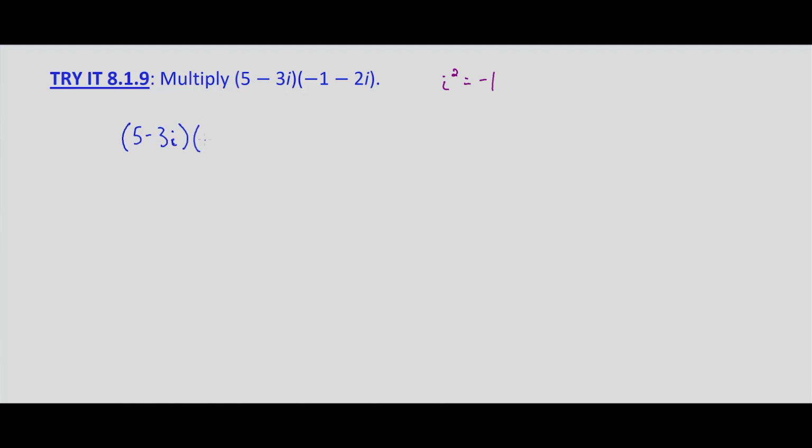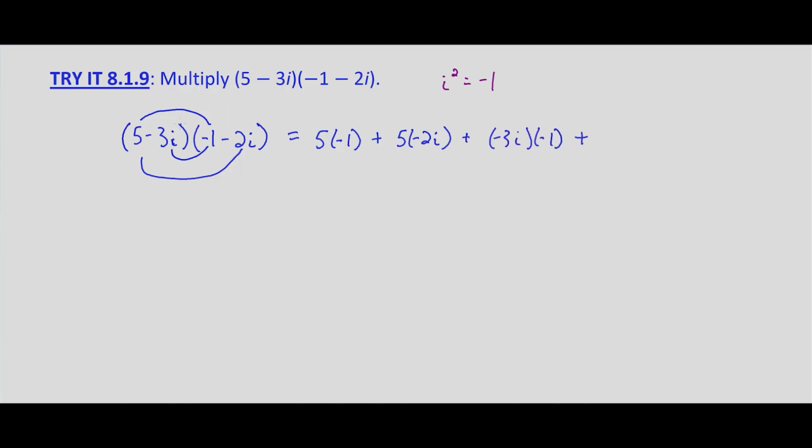5 minus 3i times negative 1 minus 2i. You can FOIL, or remember you can use the distributive property. Either one will work. So I'll go ahead and FOIL. So first, 5 times negative 1, outside, 5 times negative 2i, inside, negative 3i times negative 1, and then last, negative 3i times negative 2i.